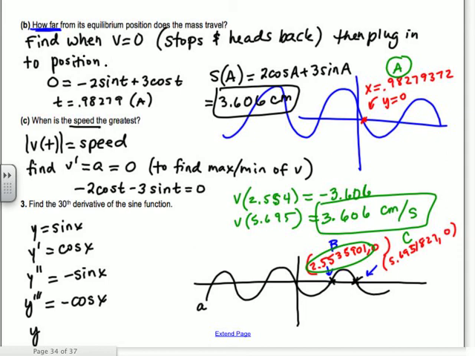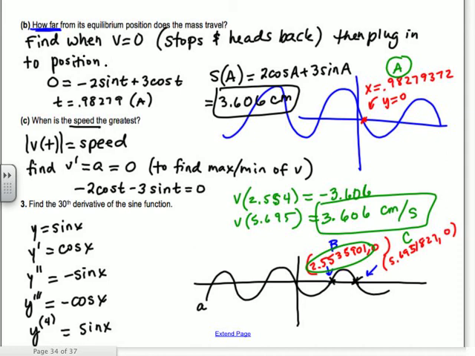We don't do 4 primes. We do parenthesis 4 parenthesis like that. So we know it's not y to the fourth, it's the fourth derivative. Because it gets a little ridiculous when you talk about the 30th, right? So that derivative would be what? Sine of x. So it's back.